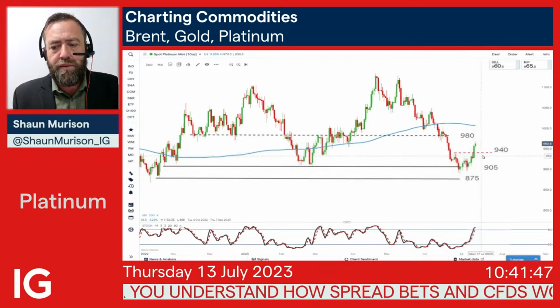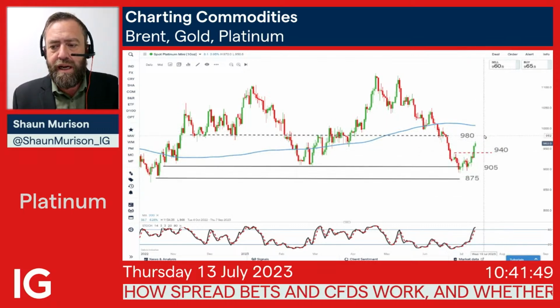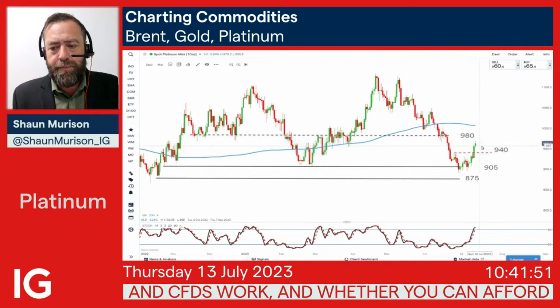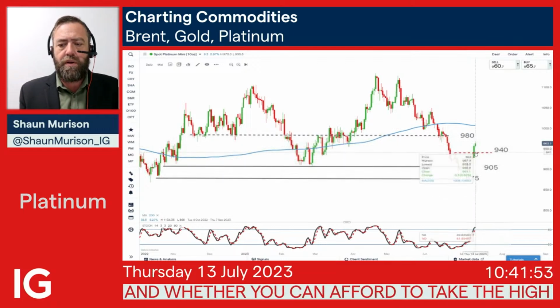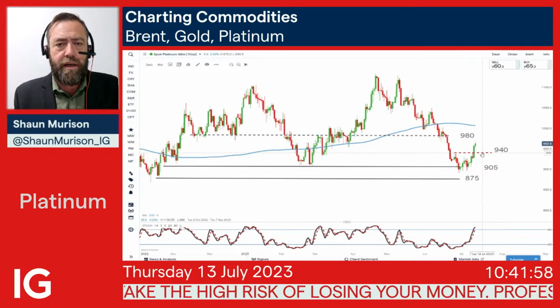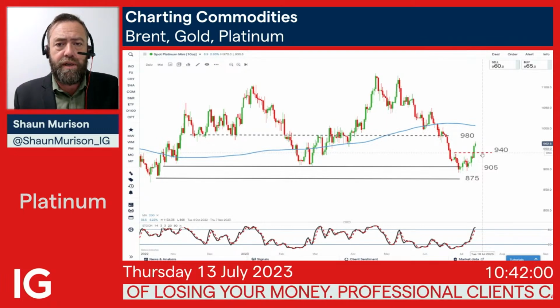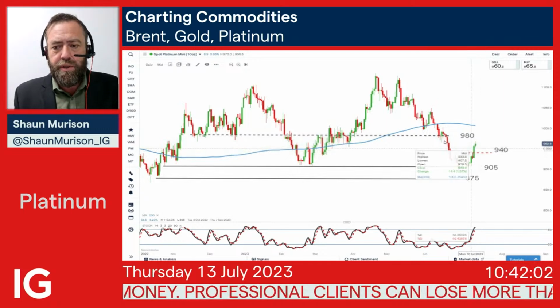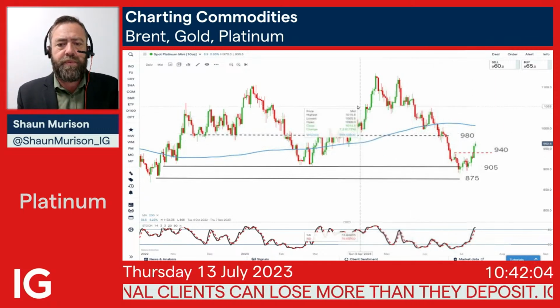We've had a break above 940, and we are targeting a move to 980 now on the upside. I think if you are long on that, then maybe having a close below $940 an ounce might be a stop loss consideration, really depending on your threshold for risk.